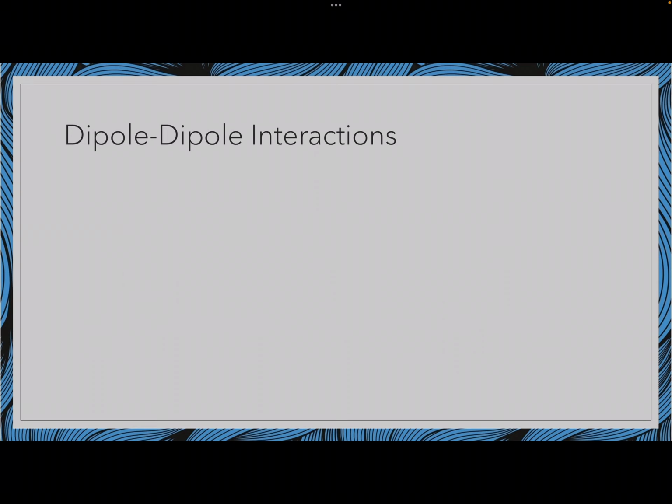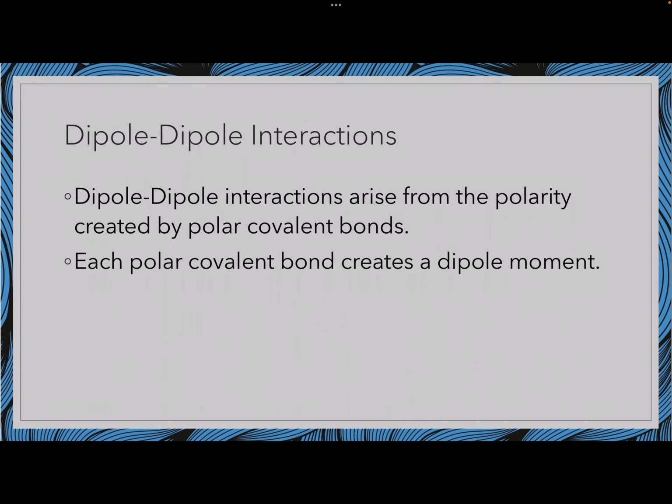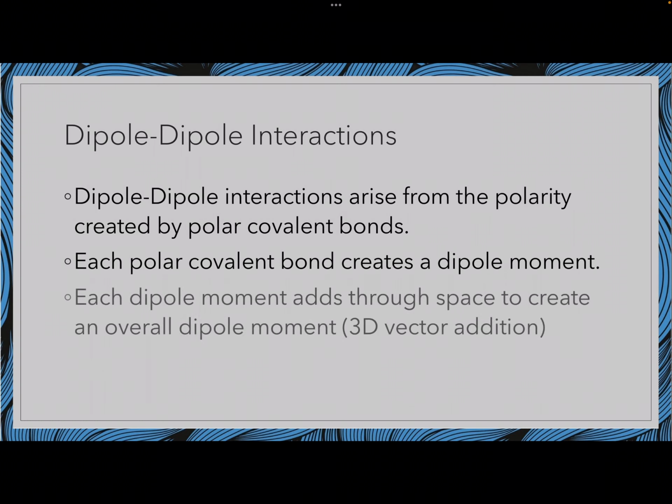Now, dipole-dipole interactions. These arise from the polarity created by polar covalent bonds. Each polar covalent bond creates what we call a dipole moment, which is just a little area of differing electric field. Each dipole moment adds through space to create an overall dipole moment, and it's just using 3D vector addition, for those that know what vectors are at this point.